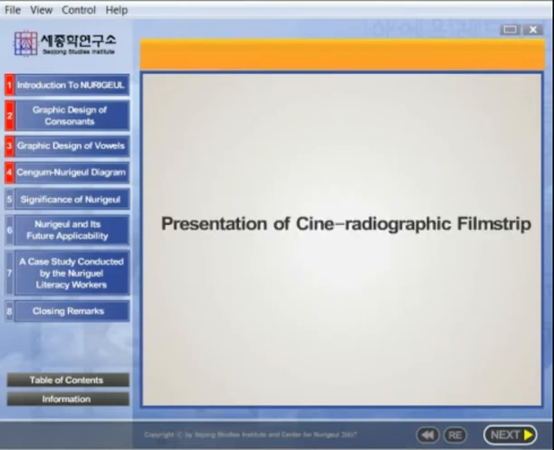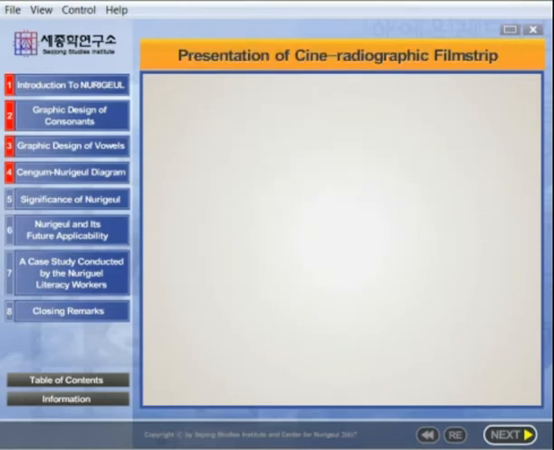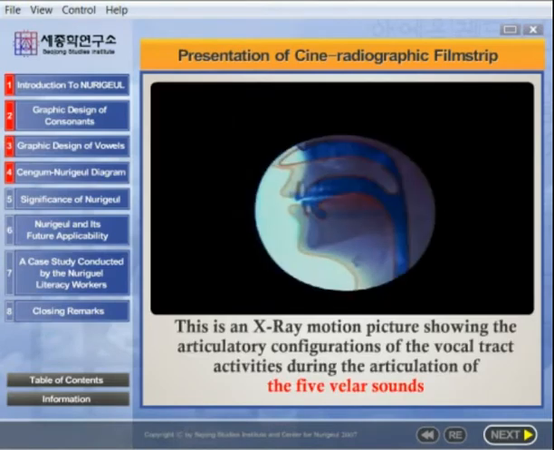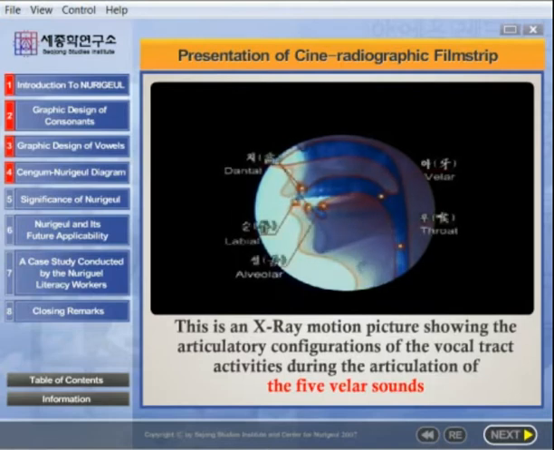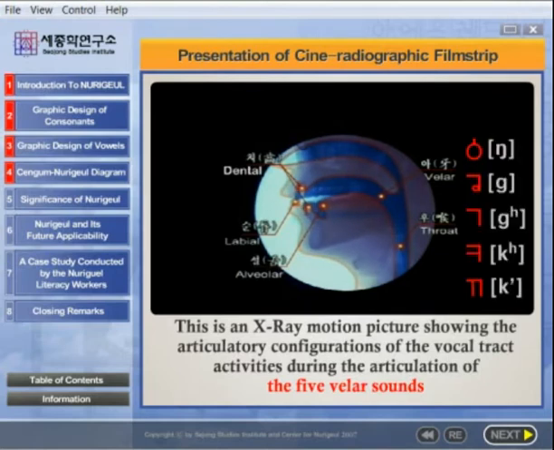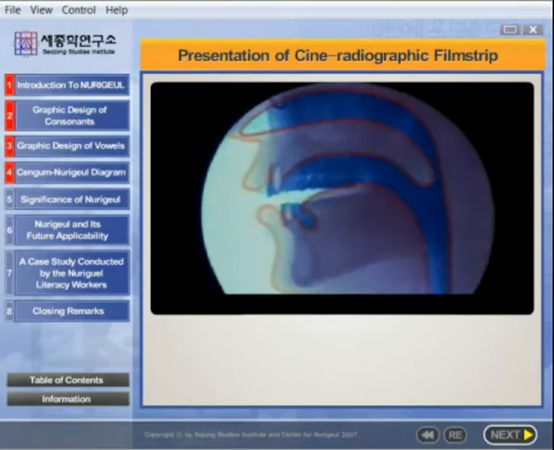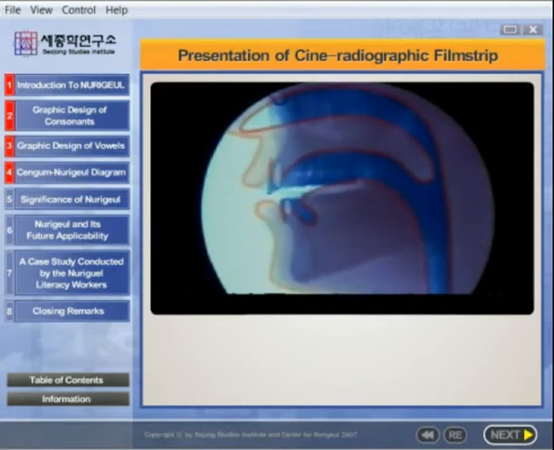Presentation of Cineradiographic Film Strip. The part of the film strip of the X-ray motion picture during the articulation of the 5 velar sounds are shown here. This is an X-ray motion picture showing the articulatory configurations of the vocal tract activities during the articulation of the 5 velar sounds. N, G, K, K, G. In this demonstration, each velar sound is produced within the phonetic construction as shown in the samples.